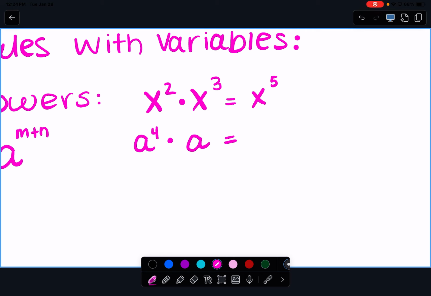Oh, okay, good. What would be the answer to this one? What is the understood power on that a? There is an understood 1 right there. So what do I need to add together? 4 plus 1. And that'll actually give us a to the what? 5th. Okay.